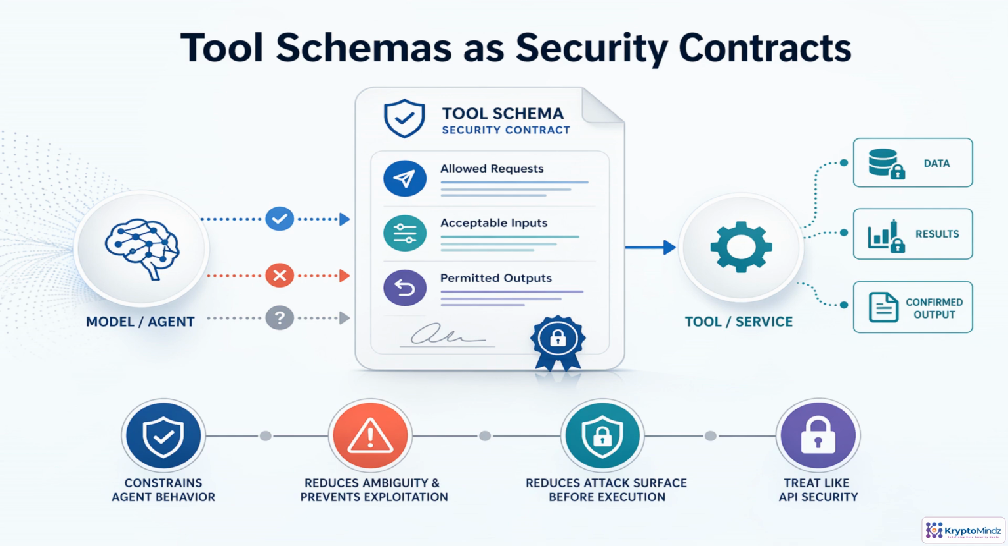A tool schema is the contract between an agent's reasoning and the systems it can touch. It defines which requests are allowed, which parameters are valid, and what kind of response may come back. That matters because ambiguity becomes risk. If an action name is vague, an input is loosely typed, or outputs are unrestricted, the model may make unsafe assumptions, and attackers may steer those gaps.